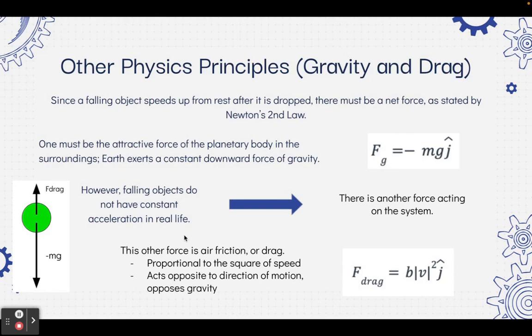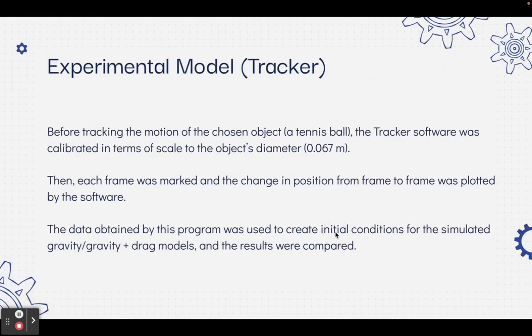And this other force is air friction or drag, which is proportional to the square of speed and acts opposite to the direction of motion, opposing gravity. And it's important to note that this is not a constant force because the force of drag will change as the velocity changes. Before tracking the motion of the chosen object, I calibrated the tracker software and then marked each frame to track the position. And the data obtained by this creates initial conditions for these simulations.